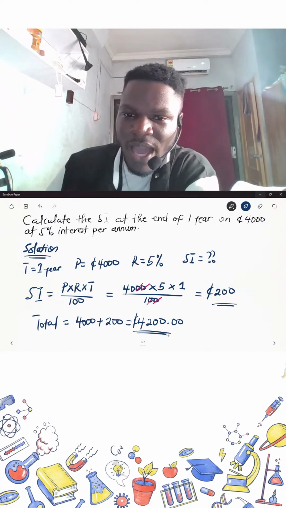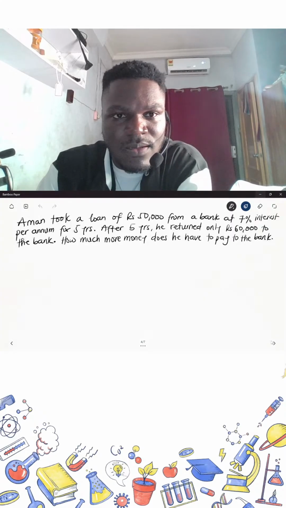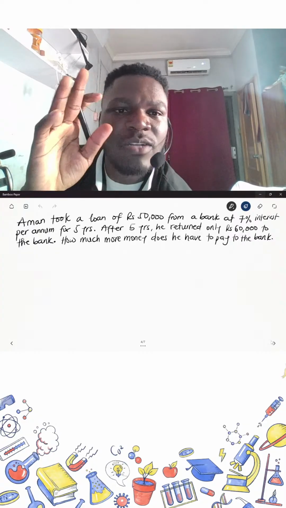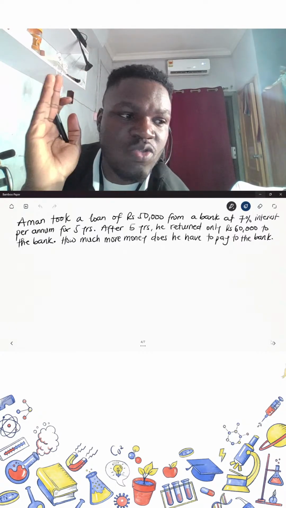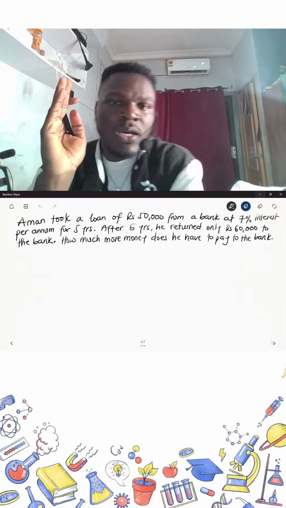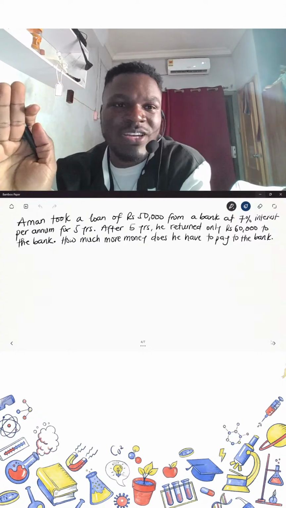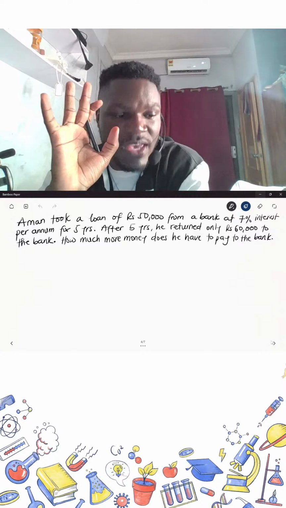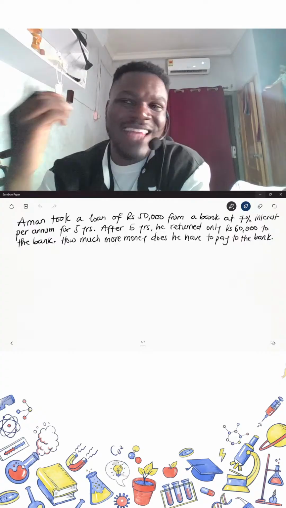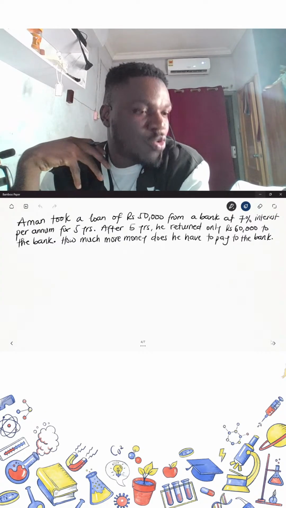So the next question we have, just a minute. Okay, yes. So we have over here, the next question is: a man took a loan of 50,000 rupees. Now, rupees is used by Indians, the people of India. So a man took a loan of 50,000 rupees from a bank at 7% interest per annum for 5 years. After 5 years, he returned only 60,000 rupees to the bank. How much more money does he have to pay to the bank?